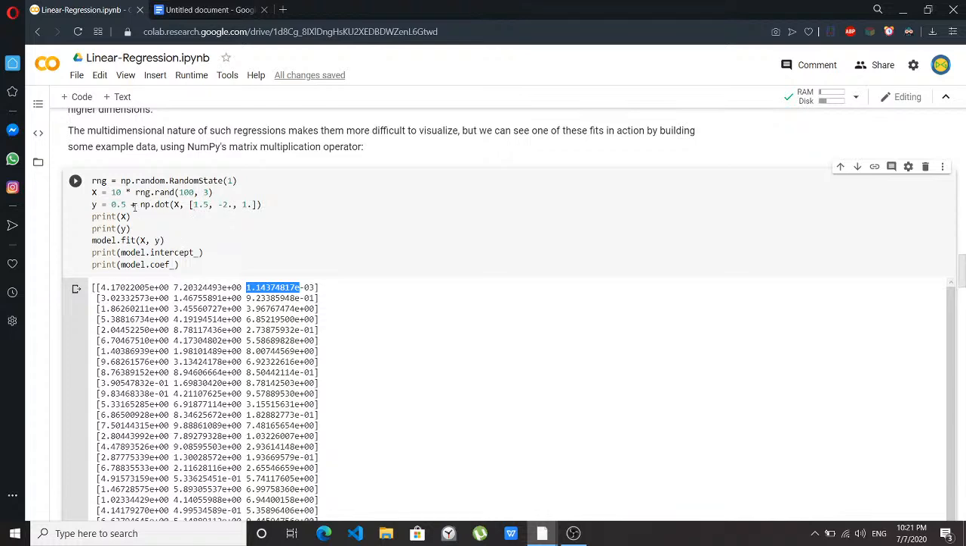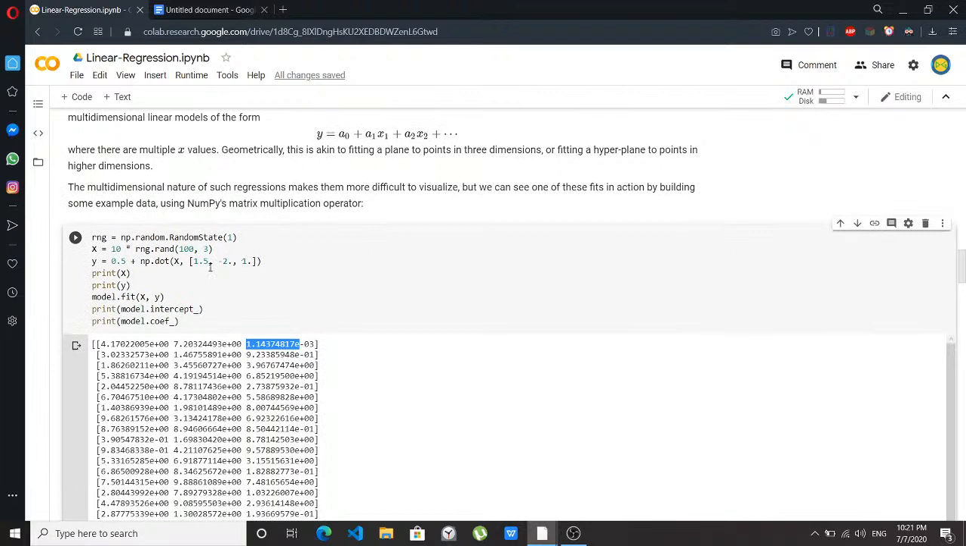And now I am taking the equation 1.5 x1 minus 2 x2 and 1 x3 plus 0.5. Here I am not producing any noise in the data right now. I am taking a simple example and I am dot producting it, that is, 1.5 x1 and minus 2 x2 and 1 x3 plus 0.5. That is the equation now.